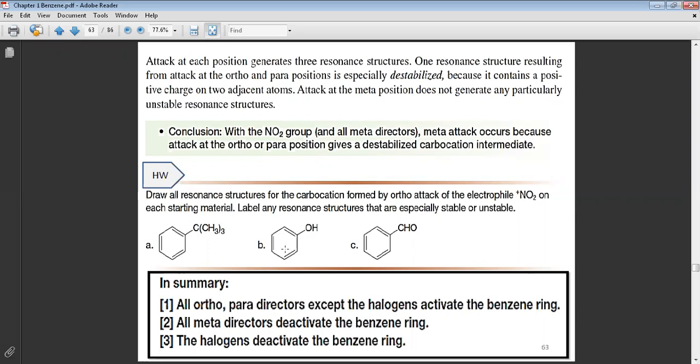Useful summary: all ortho para directors, except the halogen, activate the benzene ring. All meta directors deactivate the benzene ring. The halogen deactivates the benzene ring. Okay, for memorizing.